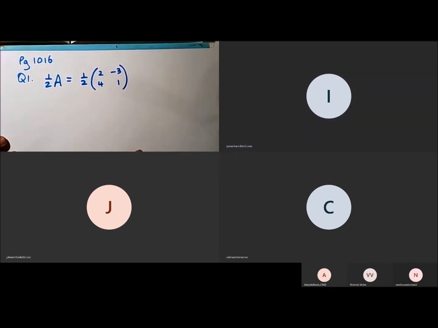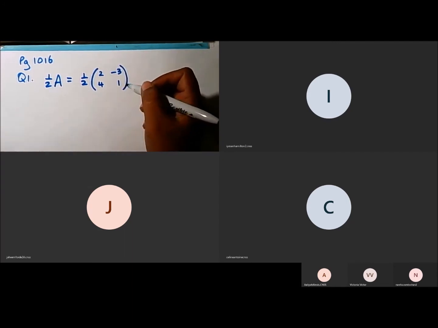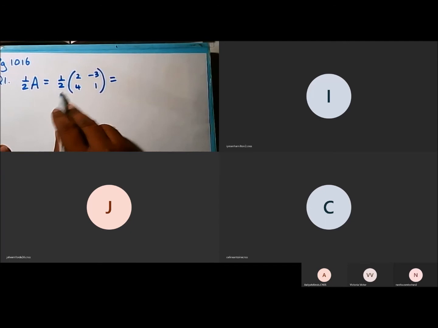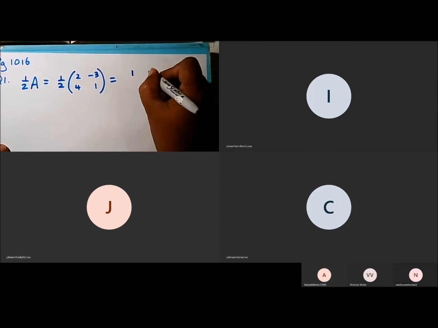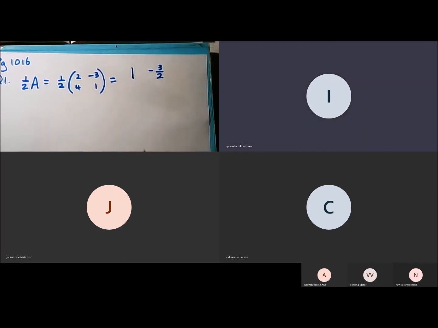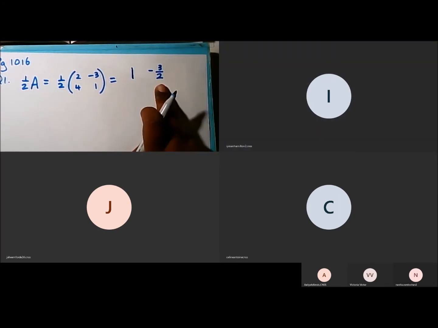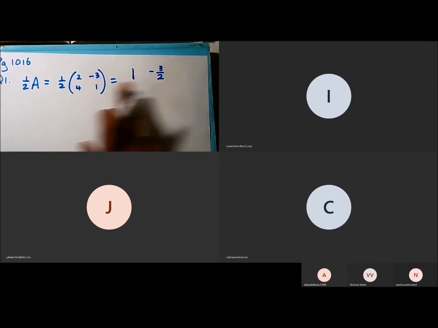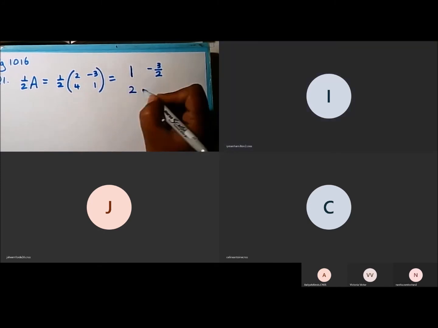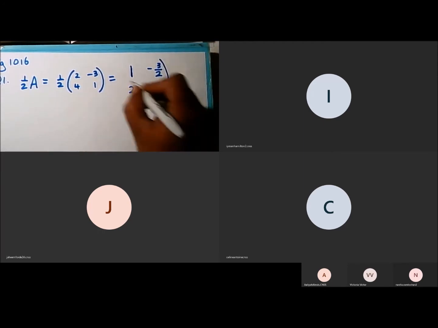Then you use your fraction button on your calculator if you want. Half times 2 is 1. Half times minus 3 is, you could either write it as minus 1.5, or you could write it as minus 3 over 2. You could write it either way, either as an improper fraction or as a mixed number. It will still be correct. Half times 4 is 2. Half times 1 is a half. So this would be your answer.